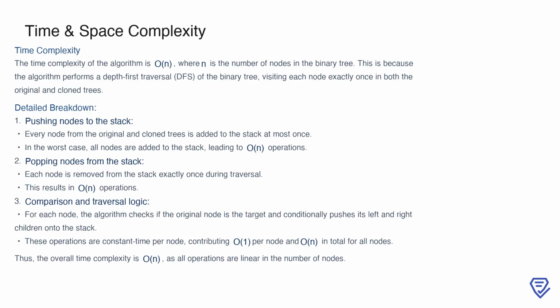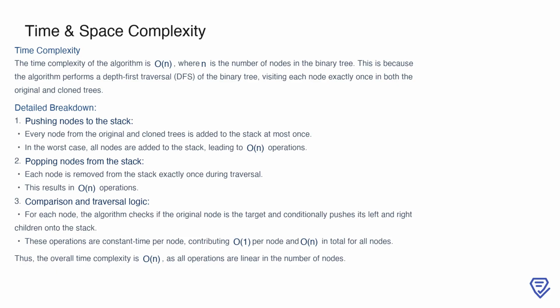Breaking it down, each node is pushed onto the stack at most once, which contributes n operations in the worst case. Similarly, each node is also popped from the stack only once, adding another n to the total. Lastly, the logic for comparing nodes and conditionally traversing their children involves constant time operations per node, which, when summed up across all nodes, also results in n. Putting it all together, the algorithm's overall time complexity is O(n), as each operation scales linearly with the number of nodes in the tree.